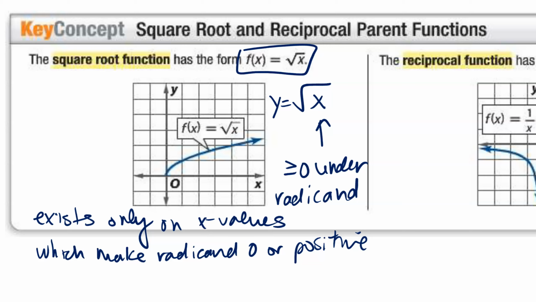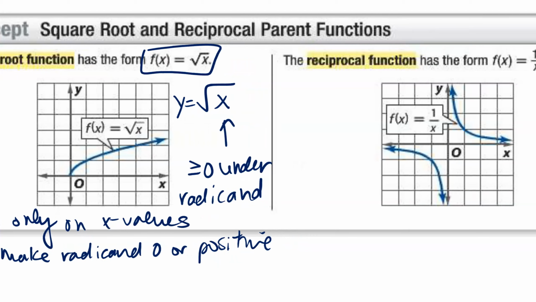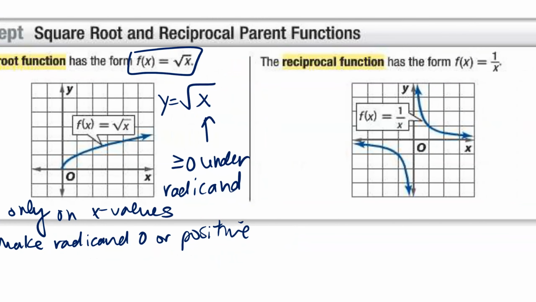So this is the square root function. Only the second root. This doesn't include any other roots, third, anything above that. Only square root looks like this. Secretly, the fourth root, sixth root, all the even roots would look similar, but that's not specifically the square root function. The reciprocal function has the form 1 over x.